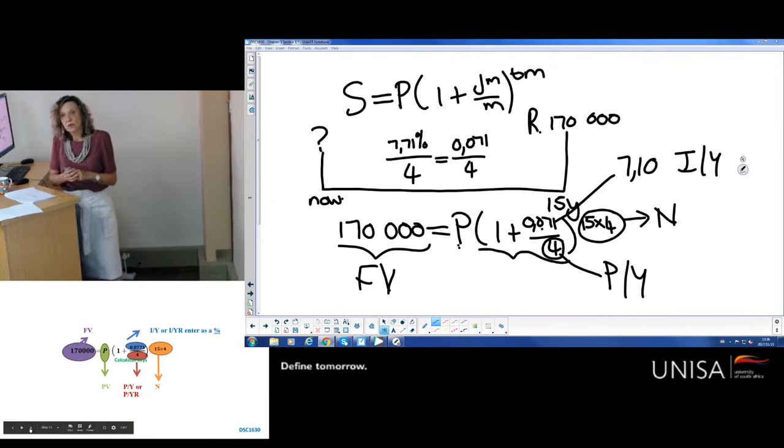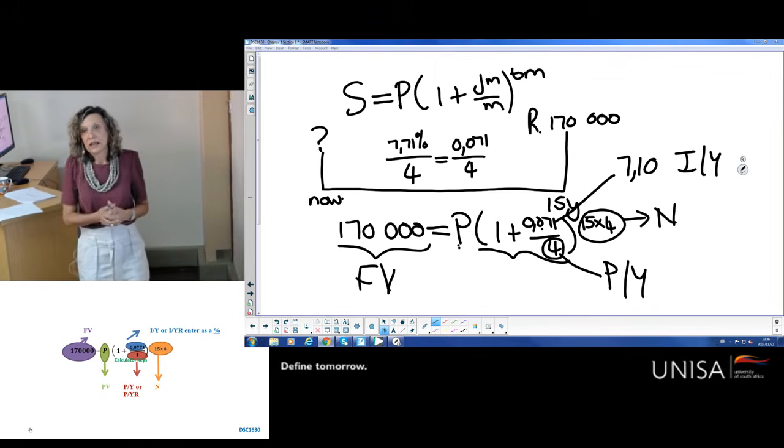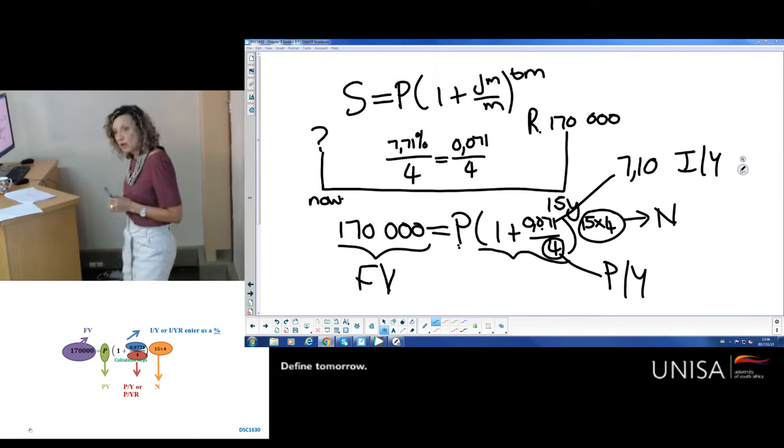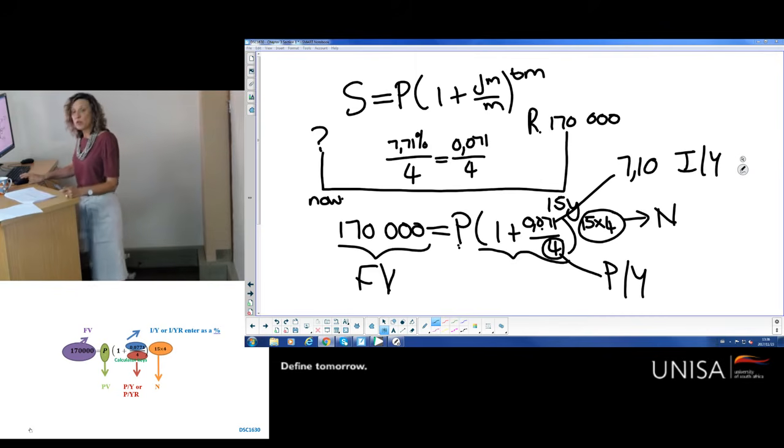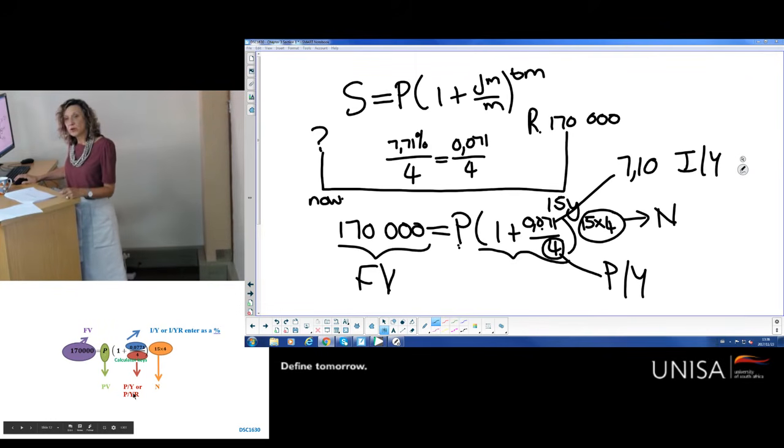So there it is. We'll enter the future value. We enter the interest rate, remember as a percentage, your periods per year, or number of periods per year, and your N value.